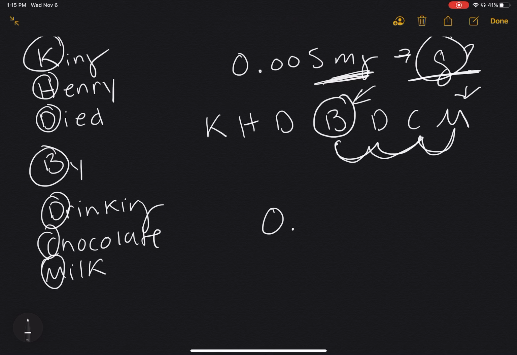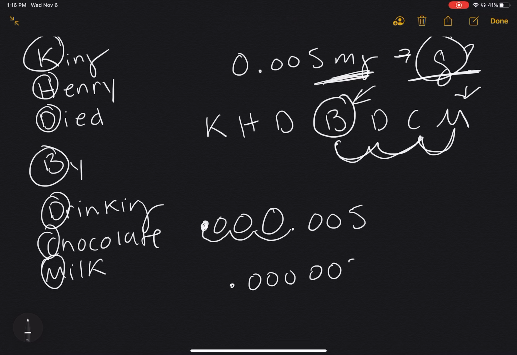So let's bring that down here. All we're going to be doing is moving the decimal point 3 times, going from milligrams to grams. So we move it 1, 2, 3, and this is where your decimal point is going. You're just going to add those zeros. So our answer is going to be 0.000005 grams. And that was kind of a bad example, because that's a big number.